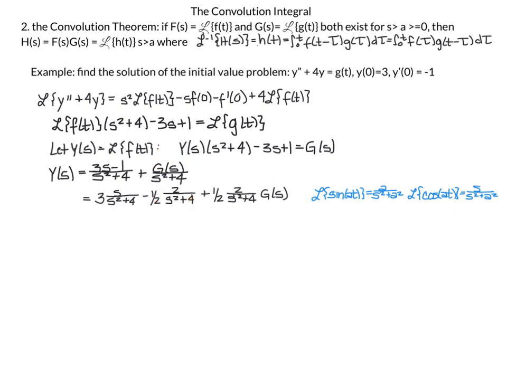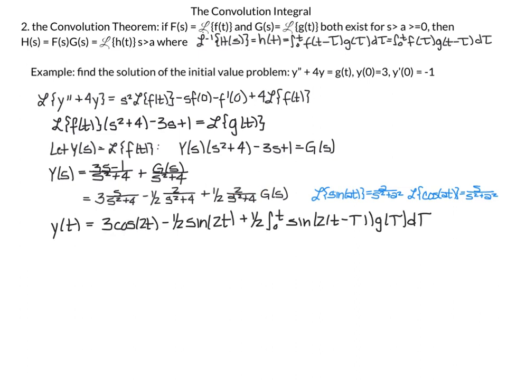Similarly, for g of s, I factored out my g of s, but I want a 2 on top so that I have my a and a squared form here. So I have to multiply by 1/2. So these two are straightforward. Here I have the form of my cosine of at, where a is equal to 2. So I have 3 cosine 2t. Here I have my form of sine of at, where a is equal to 2, so I have 1/2 sine of 2t.